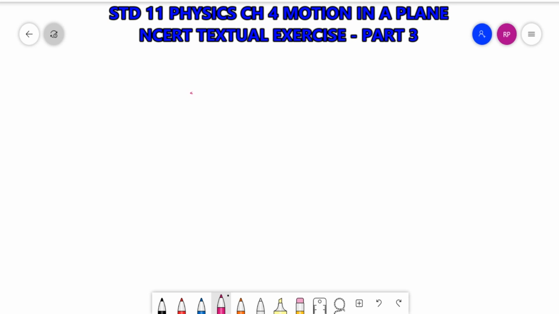Of chapter number 4, that is motion in a plane. Till now we had completed till 4.12. Now let's begin with 4.13.